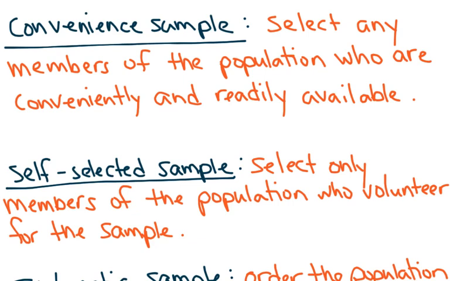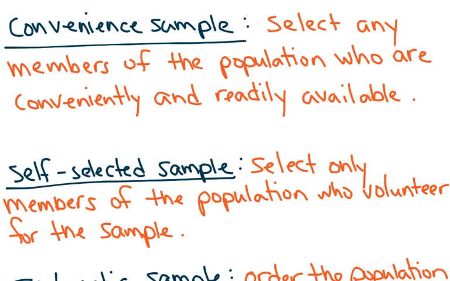The first type of sampling method is called a convenience sample. Select any members of the population who are conveniently and readily available. For example, let's say you want to do a survey on how good the food is in the cafeteria, so you go stand outside the cafeteria to survey people. That's a convenience survey because you know people are going in and out of the cafeteria.